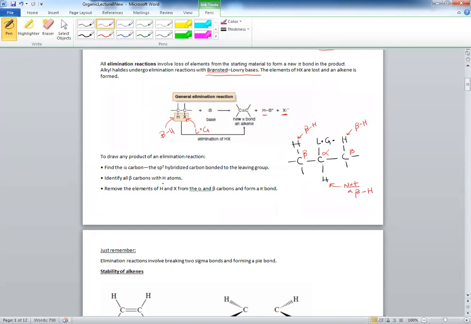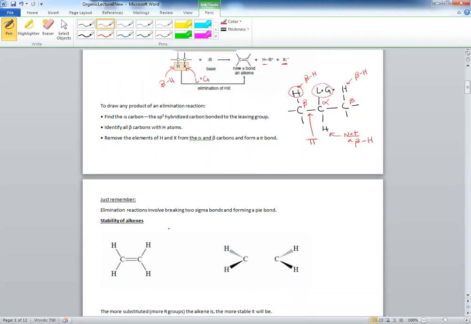So you identify all the beta carbons with the H atoms as we did here, and remove elements HX from the alpha and beta carbons to form a pi bond. So what you are removing when you identify it is, let's say you remove this one and you remove that, and there has to be a pi bond in there. We will examine this more in depth when we get to the reactions of E1 and E2, but I'm just letting you know what would be the beta hydrogen and the alpha carbons in this case.